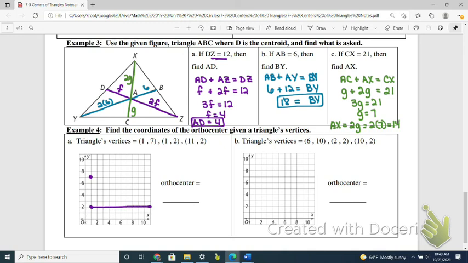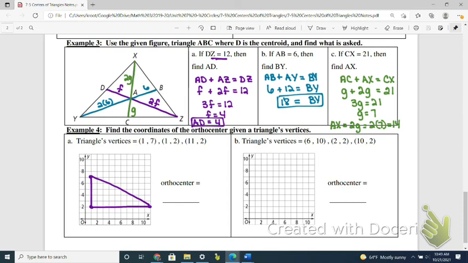Please use a ruler. It is very important that we use a ruler to get as straight lines as possible, because we are going to be using those lines along with either a piece of paper, an index card, whatever, to draw your orthocenters. So they must be straight.